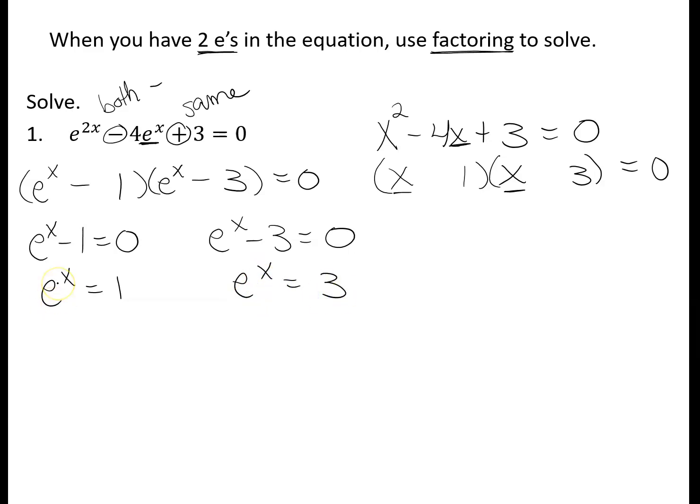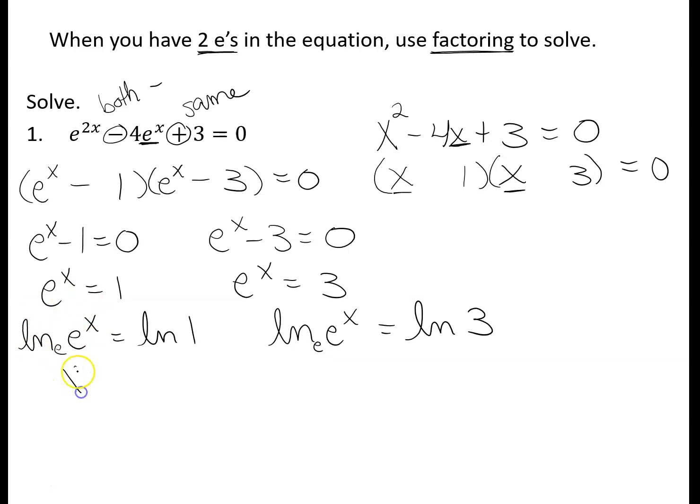After you isolate, you take the log of both sides. And we want to use the natural log. So it'll be ln of e to the x equals ln of 1. And on the second one, ln of e to the x equals ln of 3. Now, because it's an ln and an e, it's special, right? Because we have an invisible e. So the whole left side becomes x.